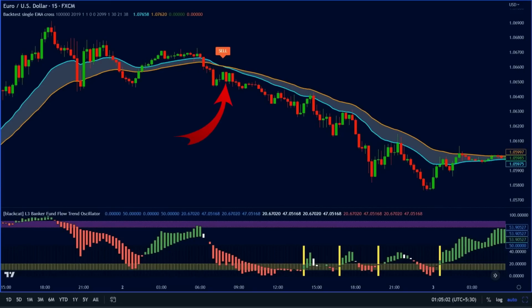After that, we need to check the value in the banker's fund flow indicator. In the previous buy case, we were looking for a value above 80, but in this case, we need the value to be below 20 in fund flow, which is also met in this case.